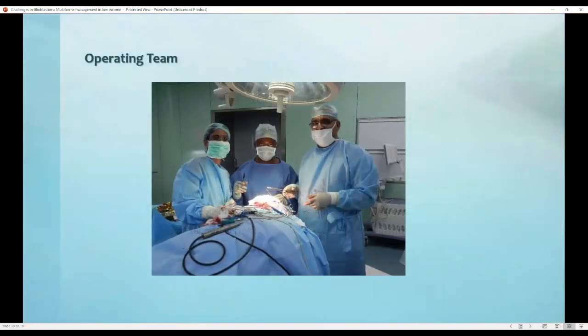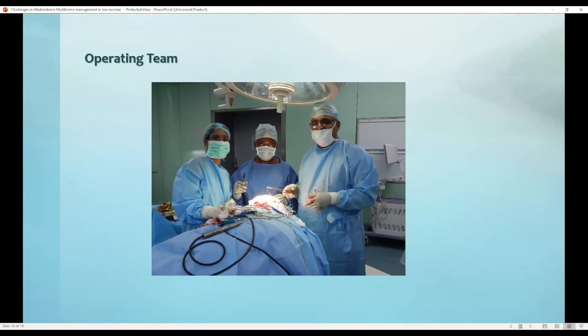Dr. Bennett, next slide, please. And here, I'm thanking you for hearing from me. And this is the operating team. On your right side, it's Dr. Randas, a senior consultant neurosurgeon from India. In the middle, your humble servant, Idi. And at my right side, we have our scrub nurse who helped us with this job.